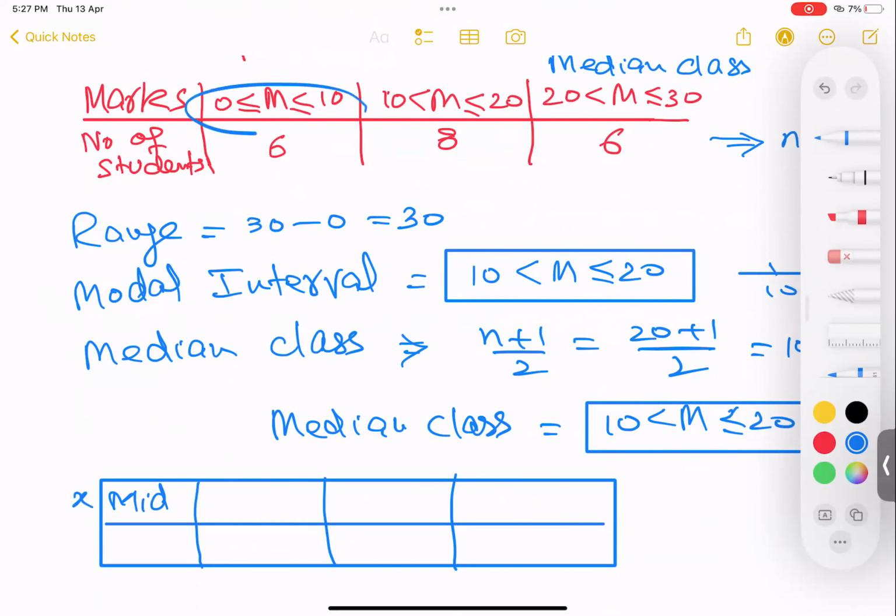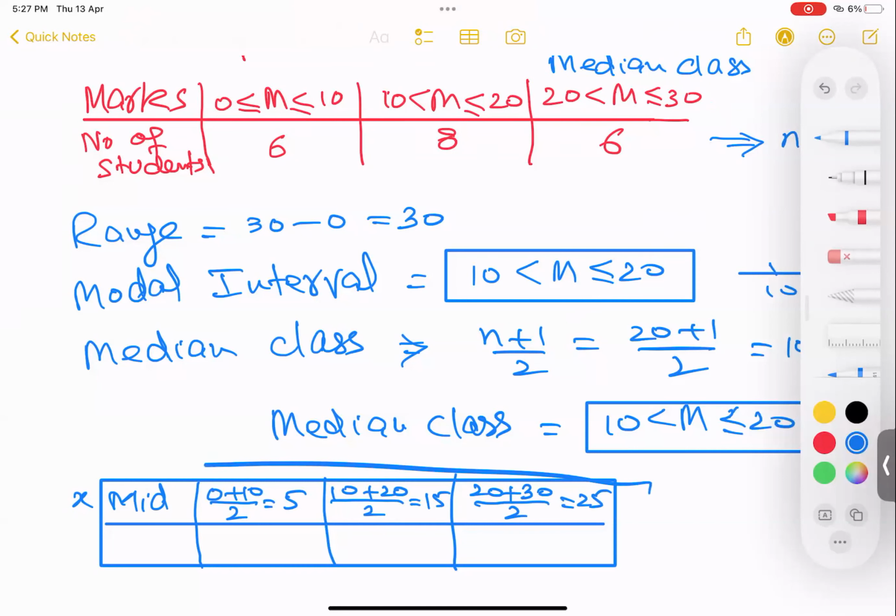So how to find it? 0 plus 10 divided by 2. I got 5. Again, let's go for the next. 10 plus 20, I got 30 divided by 2. I got 15. Again, 20 plus 30, I got 50 divided by 2. I got 25. This is called X.